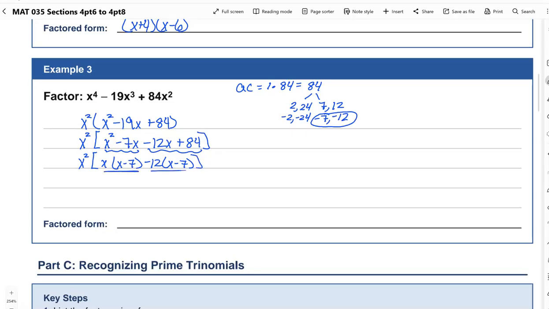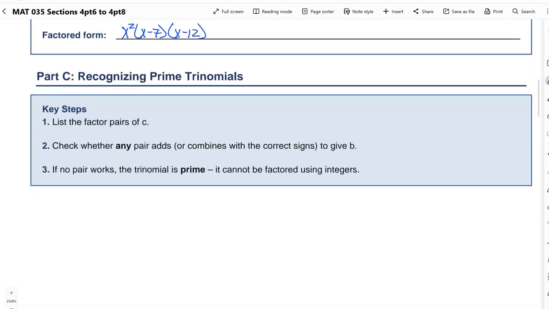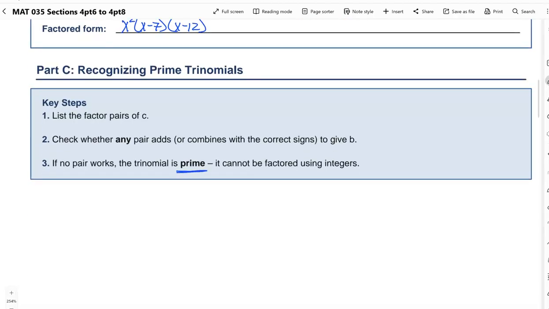And now these two have an x minus 7 in common. So notice that x squared is just being multiplied by whatever is left over here. I'm going to factor out that x minus 7. That's going to leave me with an x minus 12. So this factors into x squared times x minus 7 times x minus 12. Now, if it's something that we can't factor any further, then we call this prime.